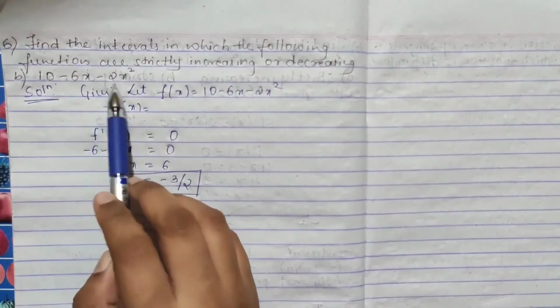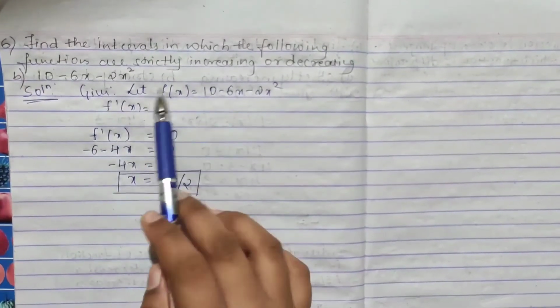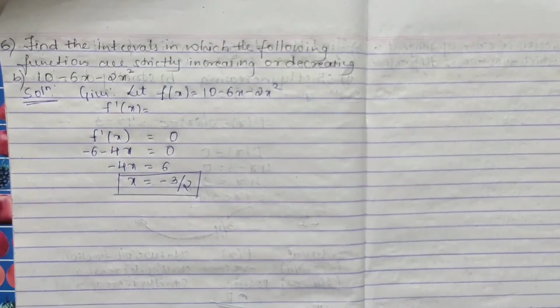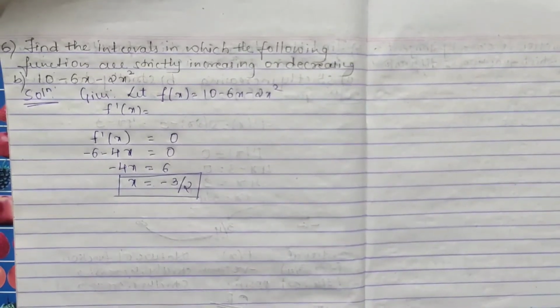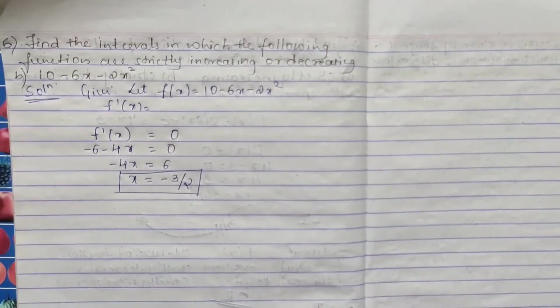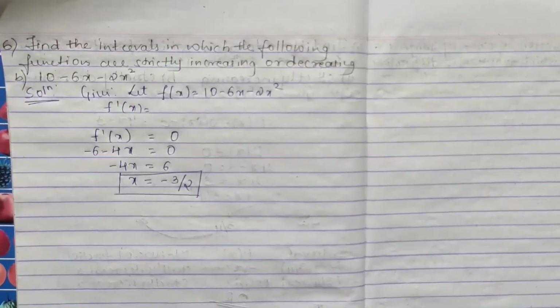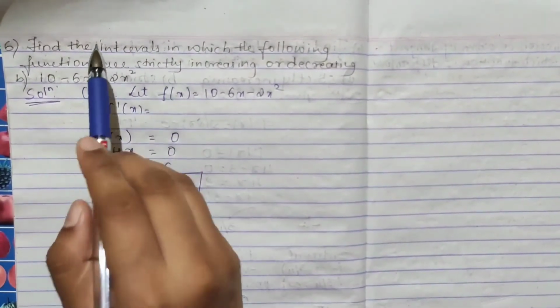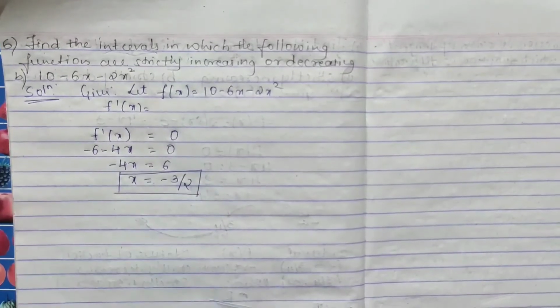They have given 10 minus 6x minus 2x square. So given, write here let f of x. What we have to do, checking increasing, decreasing, we have to see f dash of x. If it is positive, it is increasing. If it is negative, it is decreasing. And along with that, they are asking us what? Intervals. So we have to find the intervals.